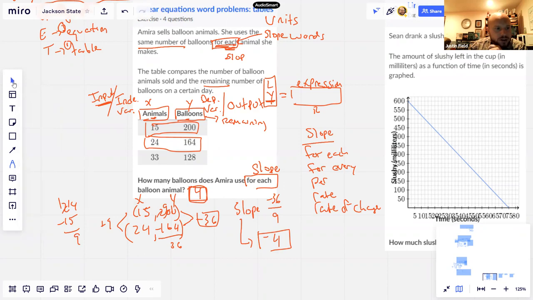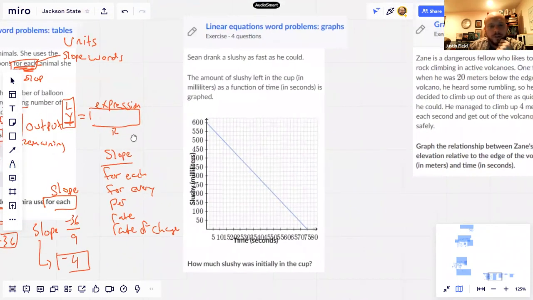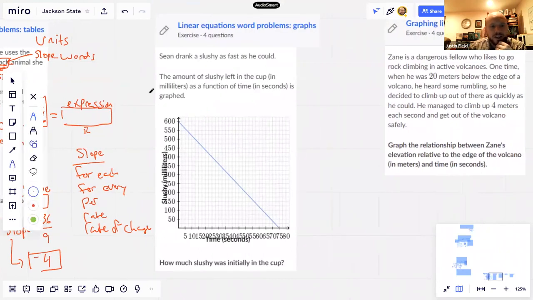Moving right along. Sean, man, why is he doing that? Why is he drinking a slushie as fast as he can? Must be a middle school student. Because, you know, when I was in middle school, we had a slushie machine, and there were some kids that did that. They did not feel good afterwards. Drink your slushie at a regular pace, please.